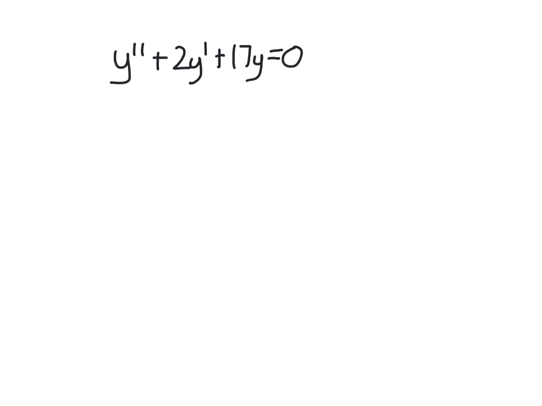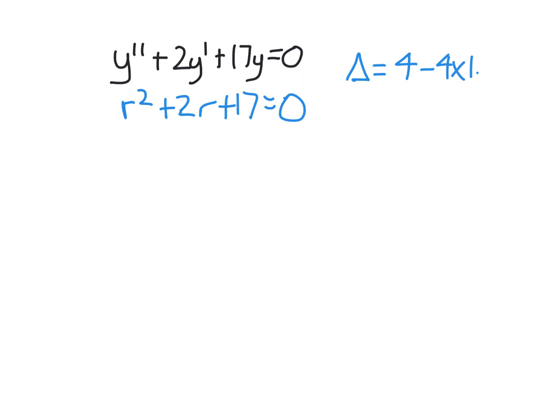Again, we have a second order differential equation with constant coefficients. Our first step is to solve the auxiliary quadratic equation. Here it'll be r squared plus 2r plus 17 equals 0. We're going to have a hard time factorizing this. Let's instead use the quadratic formula. Here the discriminant is b squared, so 2 squared, minus 4 times a times c. Turns out the discriminant here is negative 64. That's why it doesn't have any real solutions.